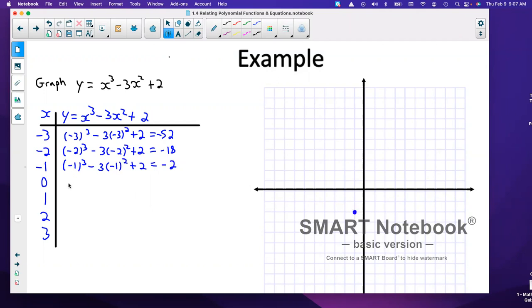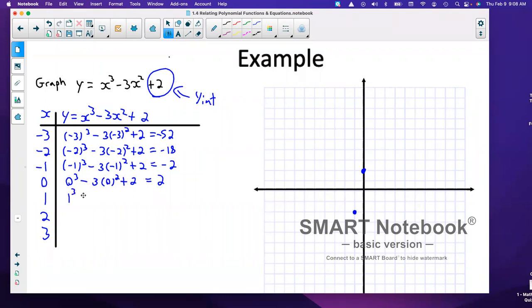Next, we'll put 0 in. So we've got 0 cubed minus 3 times 0 squared plus 2. So that gives us a value of 2. So at 0, we are at +2. Now, that's our y-intercept. You'll also notice that that's our constant term of our equation. So this is always going to be our y-intercept because our y-intercept occurs where x equals 0. So every term that has an x in it will disappear when we plug in an x value of 0, leaving just our constant term as our y-intercept.